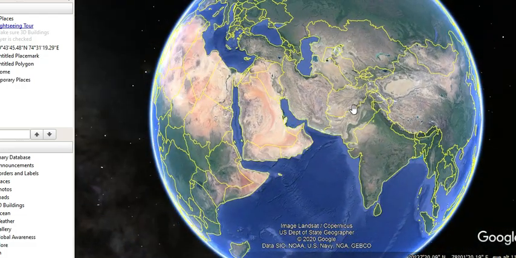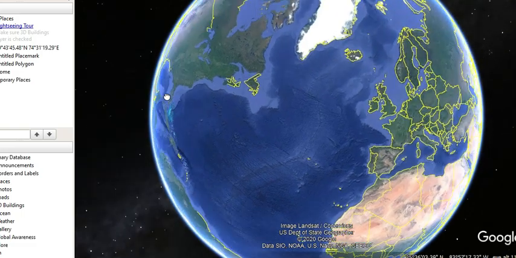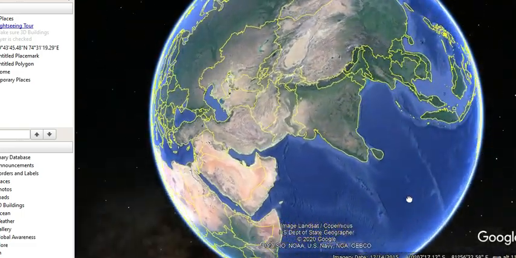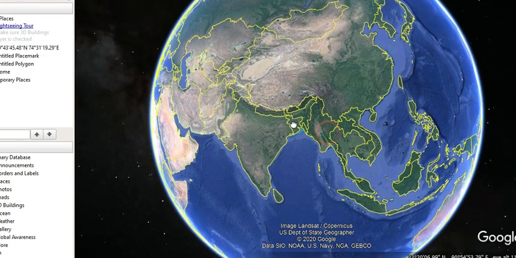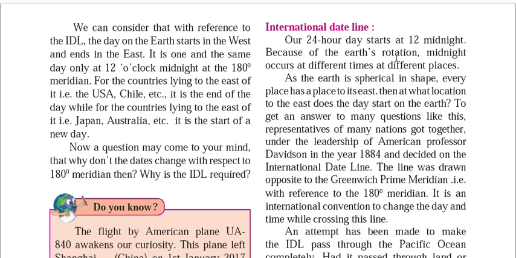Suppose the Sun is over India. If you observe America, which is exactly opposite to India, suppose this is America, then if you move it from 180 degrees, you will find India over here. India, China, Japan, all these countries. So as we move from west to east, each country comes in front of the Sun. That's why we are able to find different times of the starting of a new day at different places in the world.